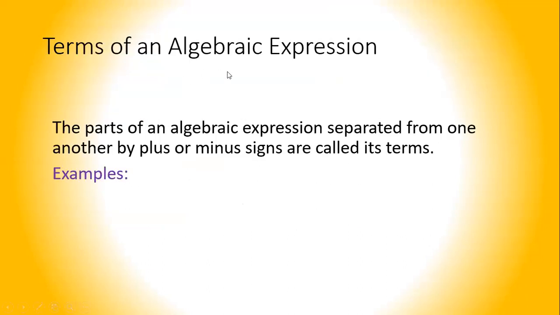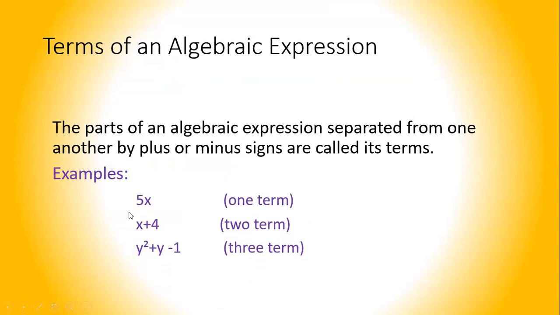Okay, now the terms of an algebraic expression. The parts of an algebraic expression separated from one another by plus or minus signs are called its terms. For example, here, is there any plus or minus sign? No, that means it's a single term. 5x is a single term, that means one term is there. Here there is a sign of plus, so how many terms are there? 1, 2. 2 terms are there. Here there is a sign of plus and minus. So we get how many terms? 1, 2 and 3. There are 3 terms. So the parts of an algebraic expression separated from one another by plus and minus signs are called its terms. So there is only one term, there are 2 terms and there are 3 terms.